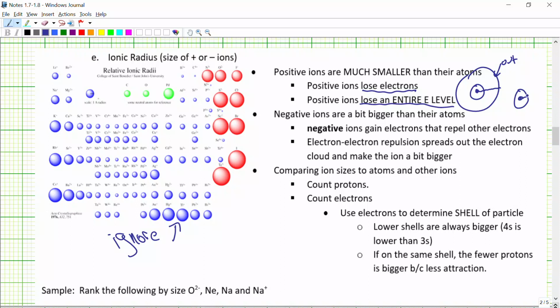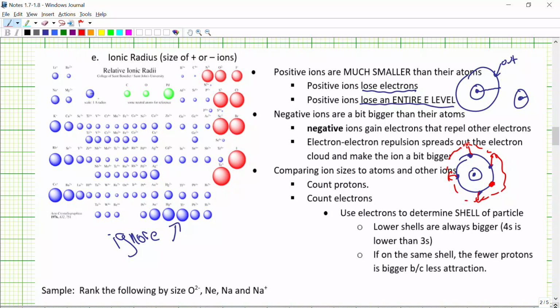Okay. Negative ions are a bit bigger than their atoms. Negative ions gain electrons that repel other electrons. So electron-electron repulsion spreads it out so that the electron cloud gets a bit bigger. So if I'm this big and I add an electron, right? So if I have 3 electrons, and I add this one right here, see how this new electron would push this one out, and this one out, and this one out, and this one out, and my new size now is just a bit bigger, okay?